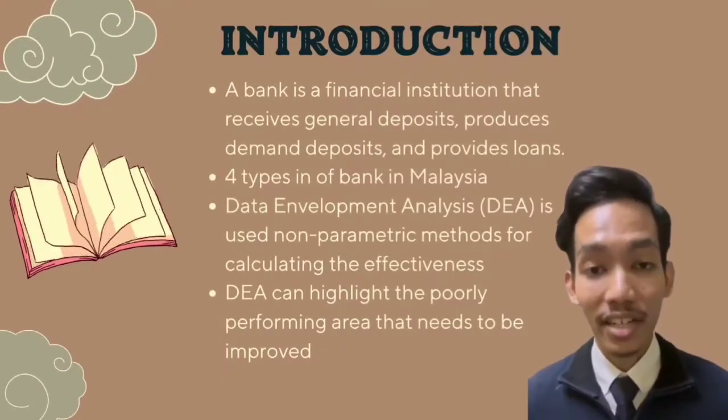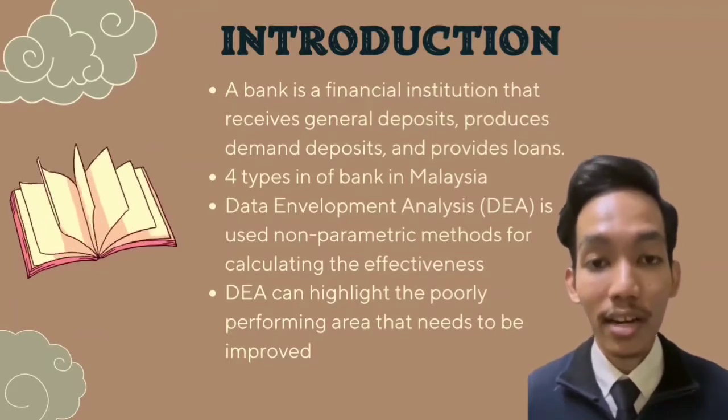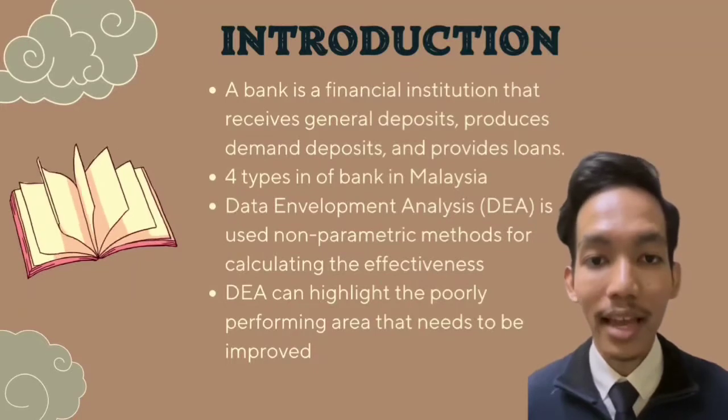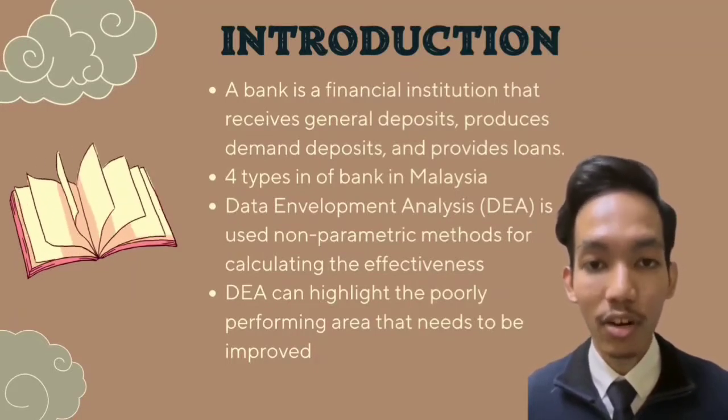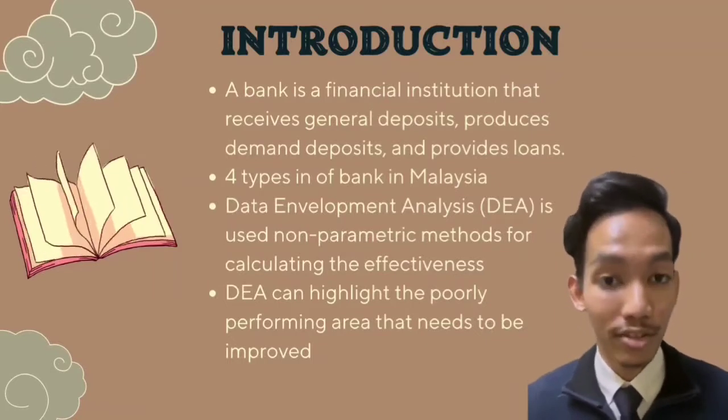A bank is a financial institution that receives general deposits, provides demand deposits, and provides loans. There are four types of banks in Malaysia: commercial banks, Islamic banks, investment banks, and development financial institutions, or DFI for short. Thus, we wanted to find the efficiency of these banks using DEA.